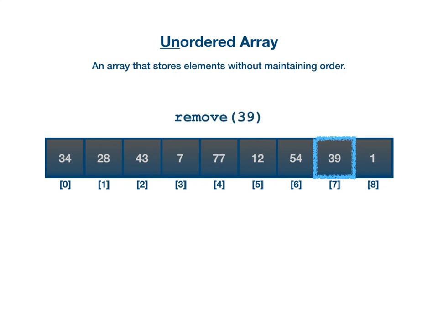Now suppose I want to remove the value that I just located. Well, in this case, an unordered array operates just like an ordered array, in that we will remove that value by shifting all values that are behind it forward one spot, thus completing the removal.